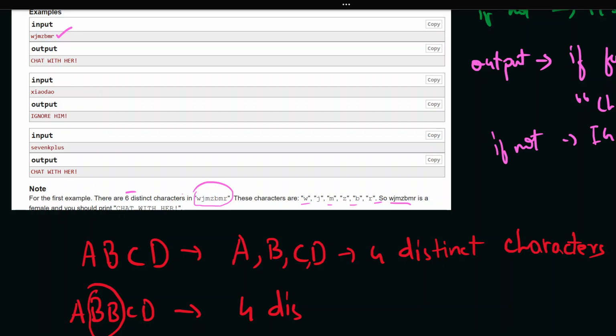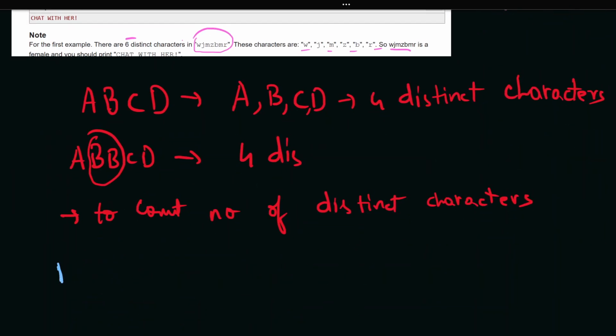So how would you do that? The first thing is you need to have an idea about a set. A hash set. So what is a hash set, guys? Hash set is a data structure which only keeps non-repeating values or characters or strings, anything, right?